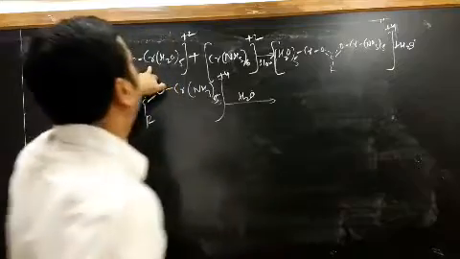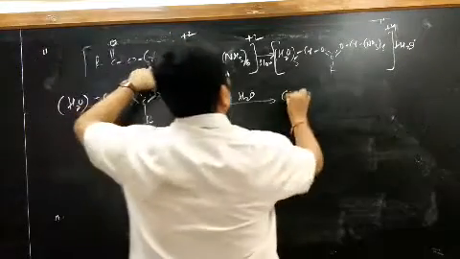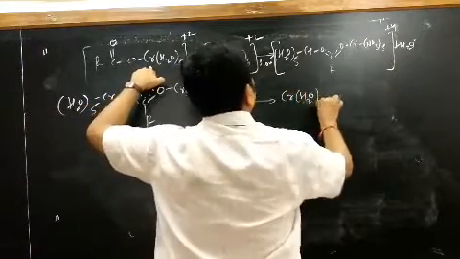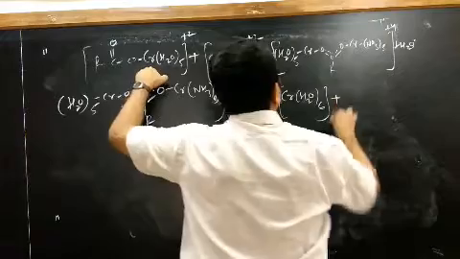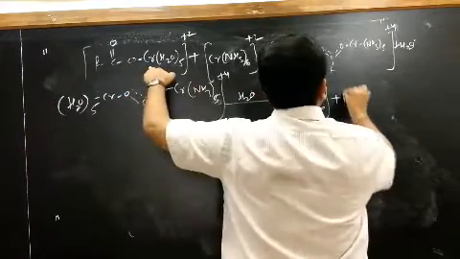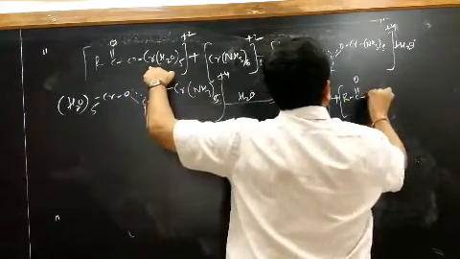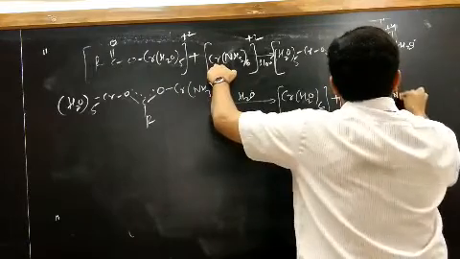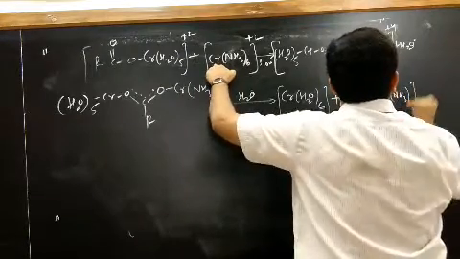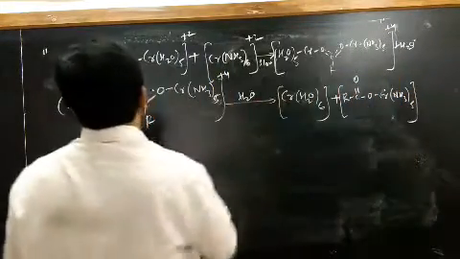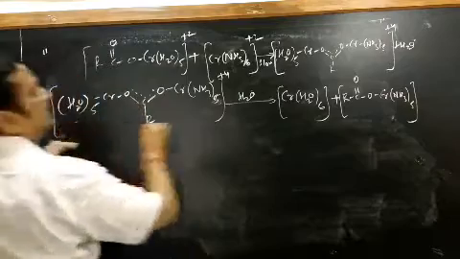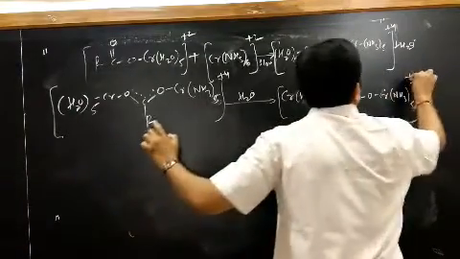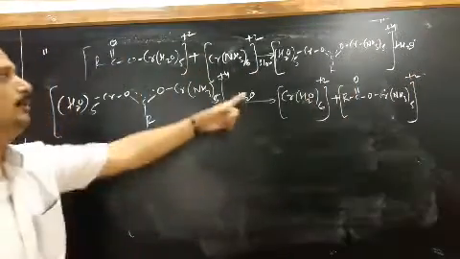What I am going to get here, you can see [Cr(H2O)6]2+ plus [Cr(NH3)5]... So you can manage it like this. So this is what happens.